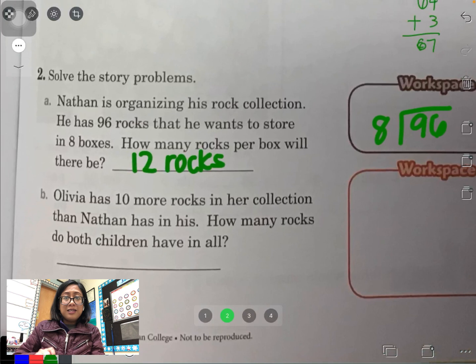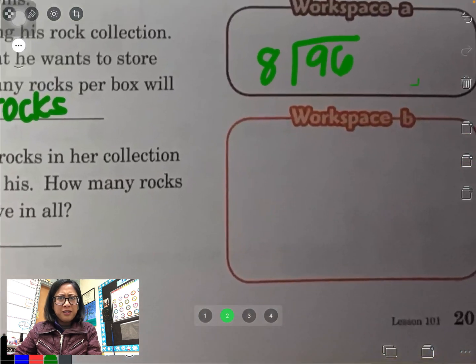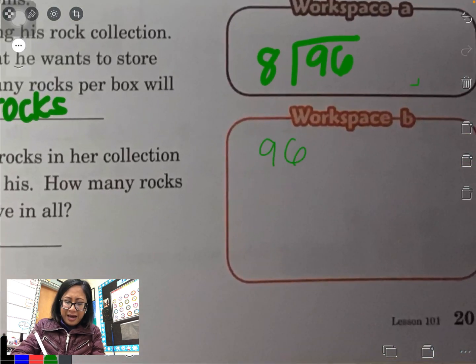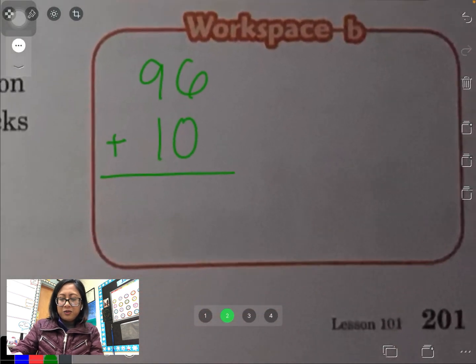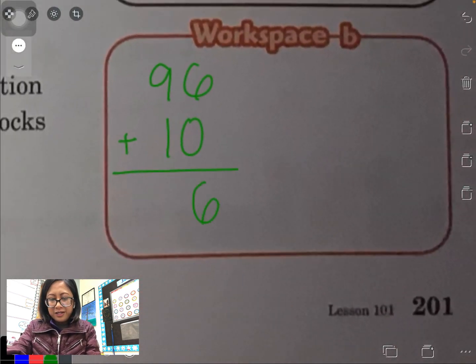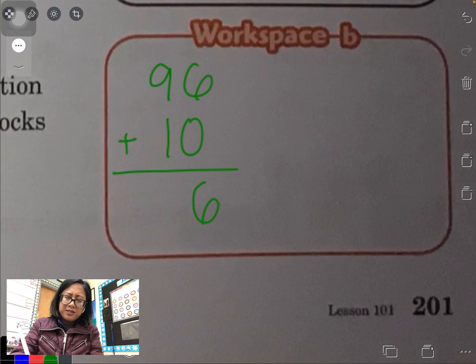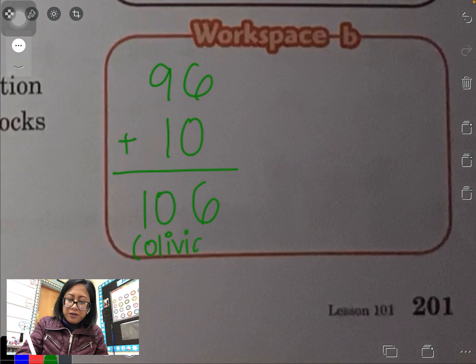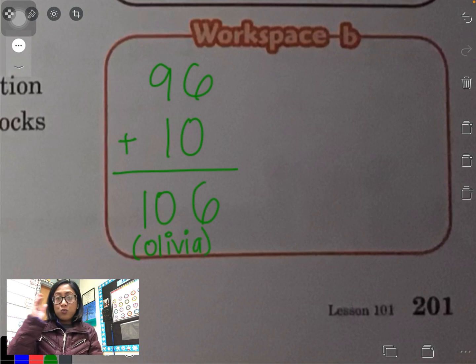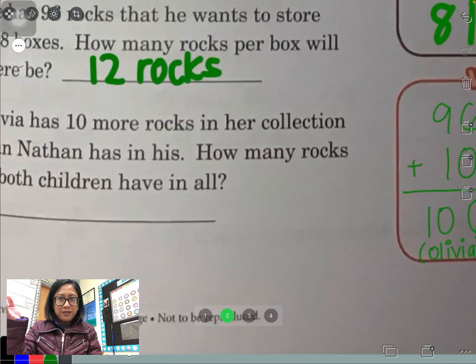Okay, Olivia, you got a lot to catch up on. No. It's saying that Olivia has 10 more. So she has more than Nathan. But we just got to figure out how many that is. So if Nathan has 96 and Olivia has 10 more, we've got to add 10 to that. All right, so this is what we'll do. 96 plus 10. 6 plus 0 is 6. 9 plus 1 is 10. All right, so Olivia, I'm going to put in parentheses, Olivia has 106 rocks. So she definitely has more than Nathan.